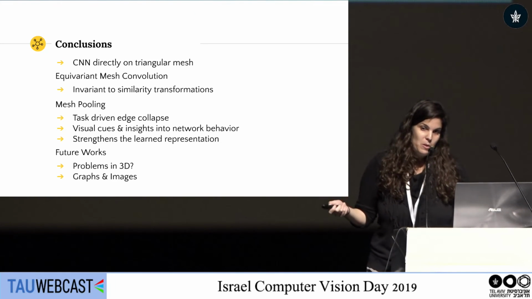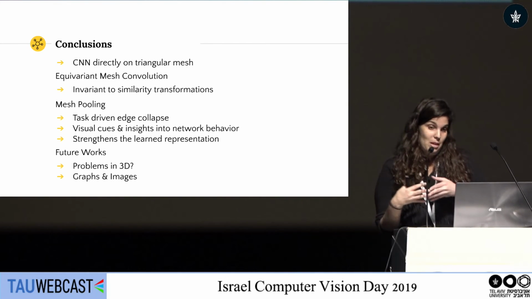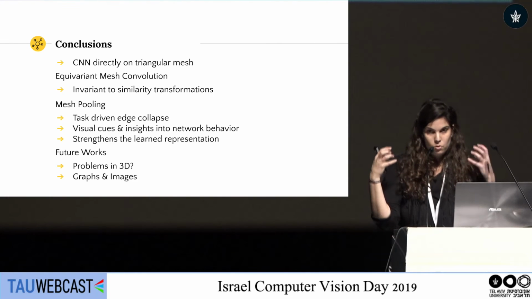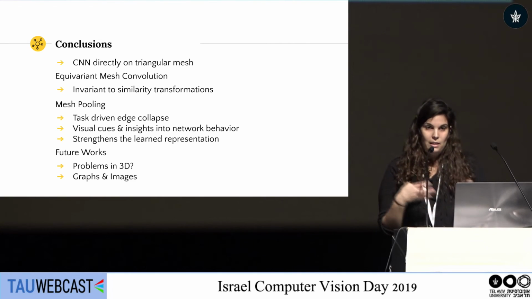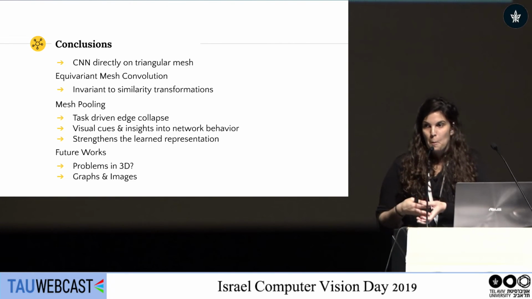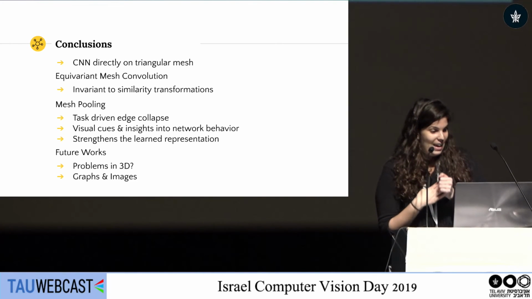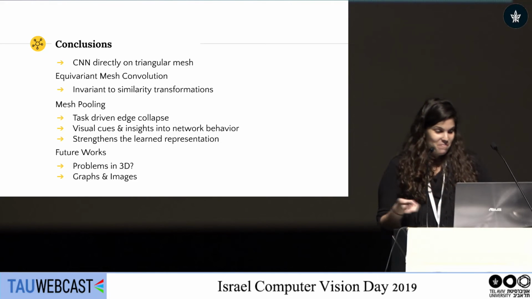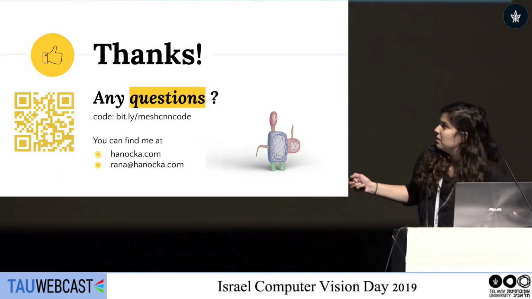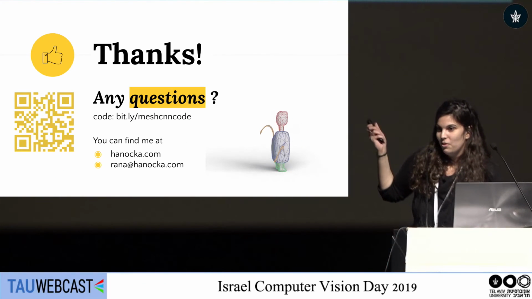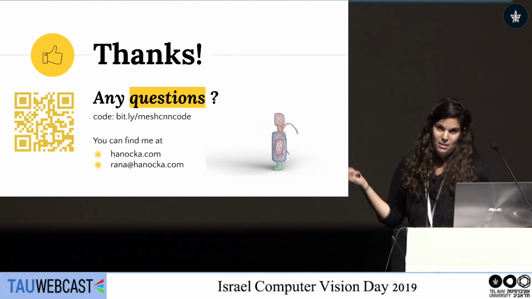So in summary, we presented a network that works on triangular meshes. We have these 2 core convolution and pooling operators that in the paper we showed can work for tasks like classification and segmentation, and now I'm showing you that we can use it for even more tasks in 3D. We're also considering maybe taking it to graphs or images. So thank you for listening. Please feel free to check out the code online or ask me questions through email or here.